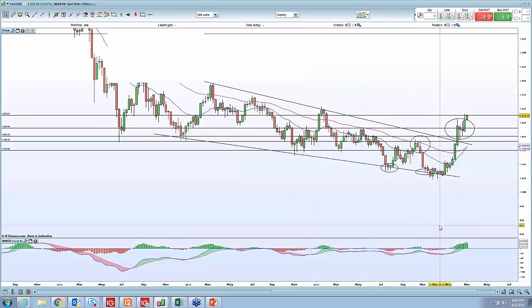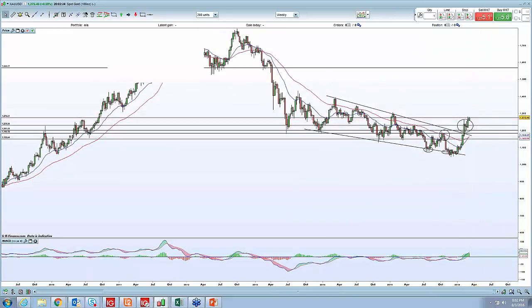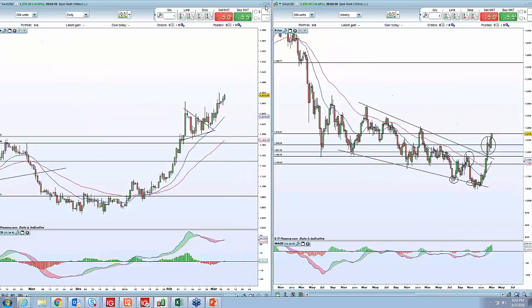Resistance level now is 1275. I wouldn't be buying anymore, even though it's an uptrend. Will I be shorting? No, because I'm not a counter-trend trader. But 1275, 1280 seems to be quite a key resistance level right now. So I expect some form of reaction here. So go bullish, but I'll be on the sidelines.